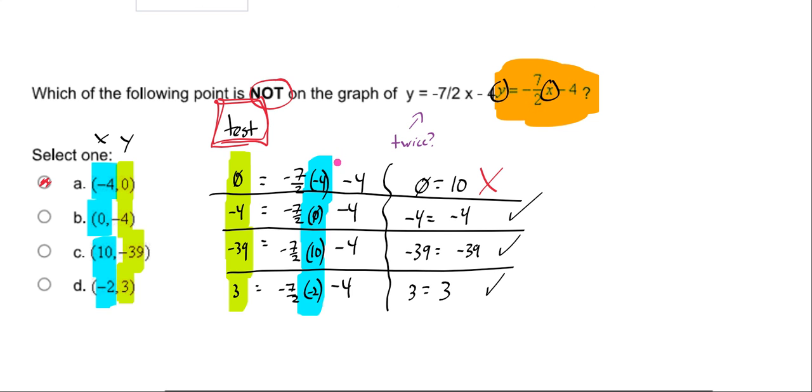And we just test. In the first one, the left side is 0, the right side is 10. That's not right. In the other 3, the left and the right side are equal to each other when we test it out. So the one that's not on that graph is the one where the left side does not equal the right side.